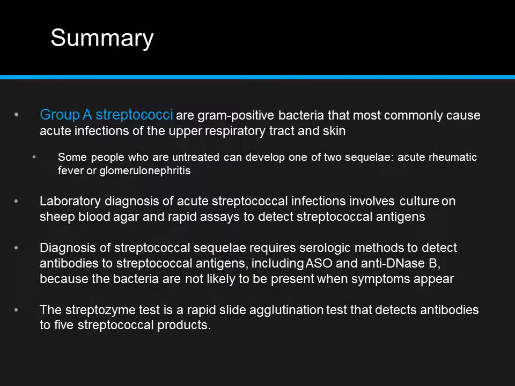Lancefield's group A streptococci are gram-positive bacteria that most commonly cause acute infections of the upper respiratory tract and skin. Some of the people who are untreated can develop one of two sequelae, either acute rheumatic fever or glomerulonephritis. Laboratory diagnosis of acute streptococcal infections involves culture on sheep blood agar as well as the rapid assays.